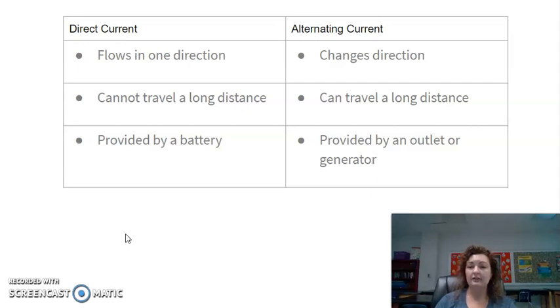Alternating current, on the other hand, the electrons inside the wire will go forwards, then backwards, forwards, then backwards, forwards, then backwards. So they alternate directions as they flow. Because of this, they can travel very long distances. Okay, so this is what we use for our electricity, for our schools and buildings and homes and whatnot. And those big power lines you see outside, those are alternating currents, and that's how we can send electricity from one side of the country to the other. They are provided by the outlet in your home or school or by a generator, okay?